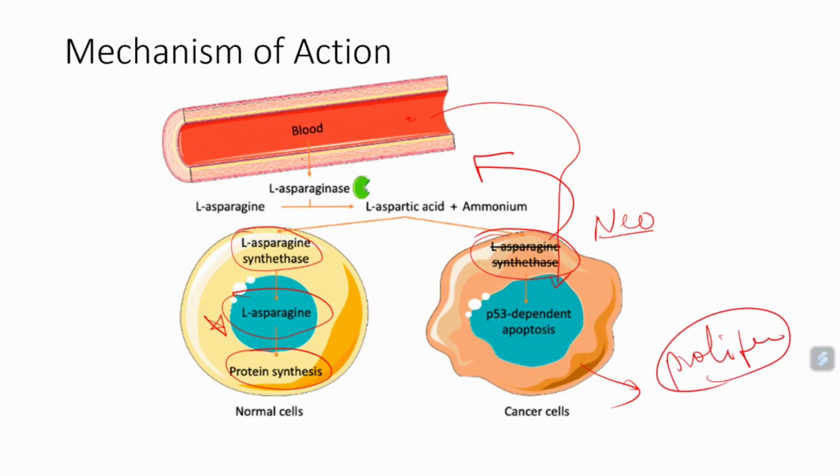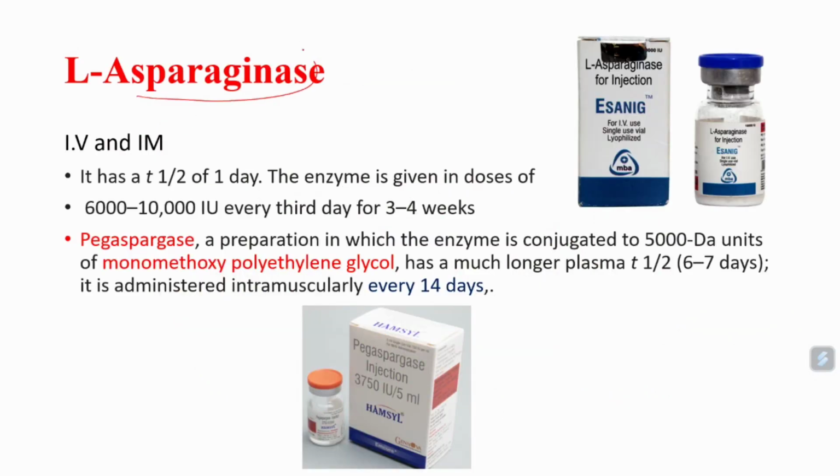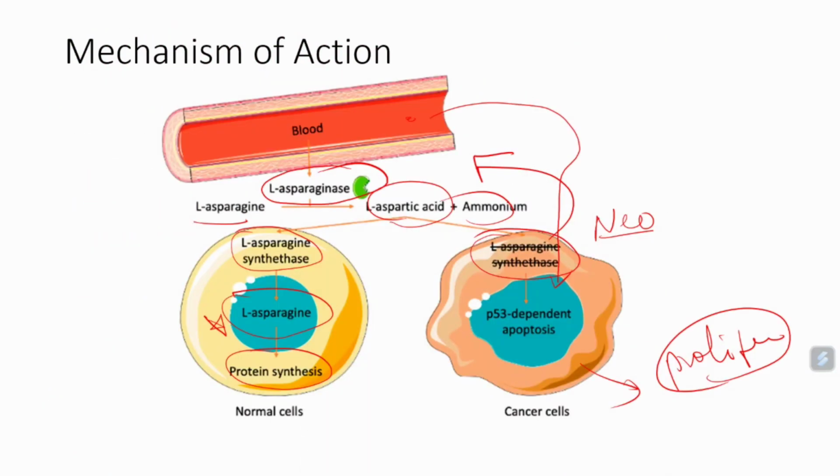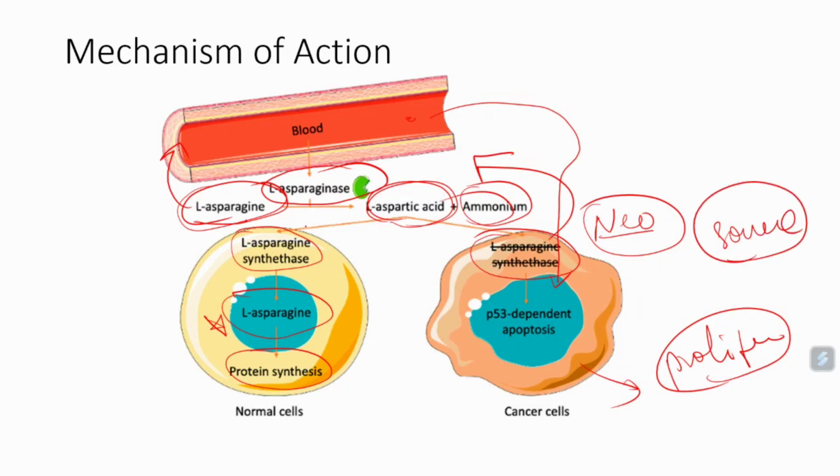In this situation, if L-asparaginase enzyme is given, always remember this enzyme immediately breaks down the L-asparagine present in the blood into aspartic acid and ammonia. The function of this L-asparaginase enzyme is that it converts the L-asparagine into aspartic acid and ammonia. So the neoplastic cell which was depending on L-asparagine from the blood will have no source, because asparaginase immediately converted this L-asparagine into aspartic acid.